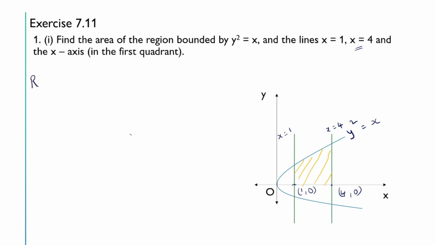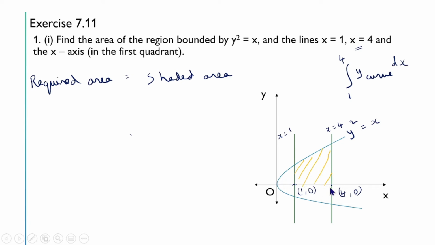So let us write required area equal to shaded area. Now the area of this shaded area can be calculated as integral 1 to 4, because we need to know from 1 to 4, integral 1 to 4, and then this curve. This curve is the y curve, that is the f of x curve. So we can write y curve into dx.